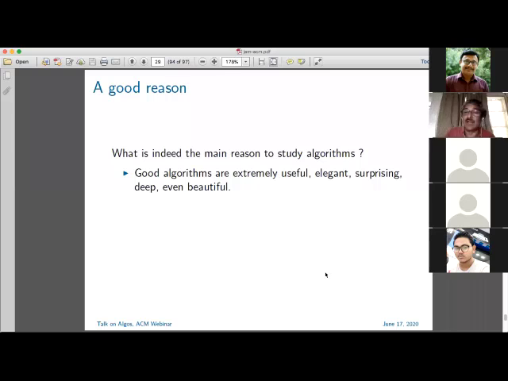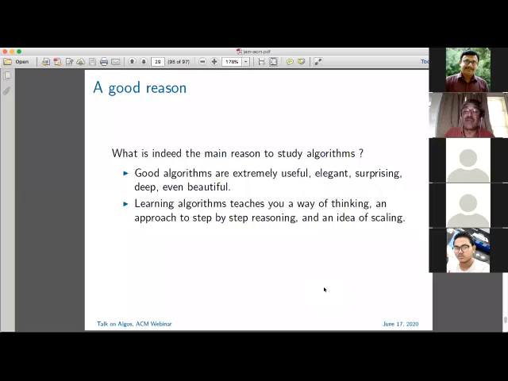Good algorithms are extremely useful, elegant, surprising, deep, even beautiful. Learning algorithms teaches you a way of thinking, an approach to step-by-step reasoning, and an idea of scaling. Scaling something that works for 20 to when it works for 2,000, hundreds of thousands, without worrying. Most importantly, of course, algorithms are fun. If you ask me, ultimately that's the most important reason why I would want to continue with algorithms.